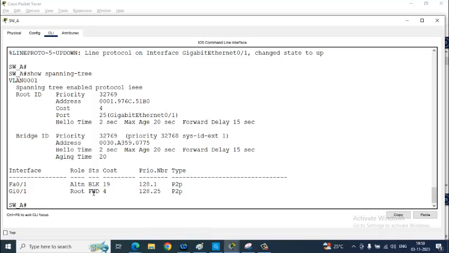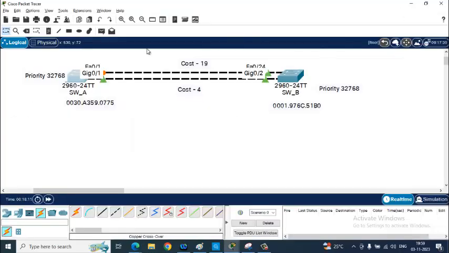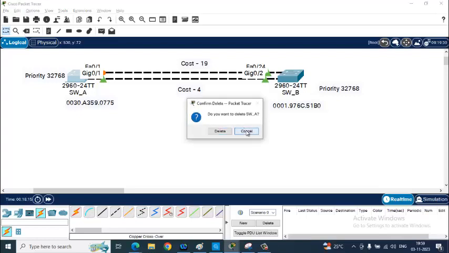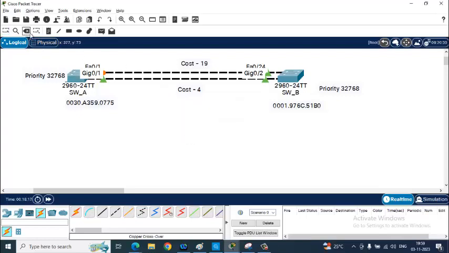Now, because of the low cost, gig Ethernet is forwarding and fast Ethernet 0/1 is blocking. Now, our next scenario is when I delete this wire, the blocking of F0/1 should automatically turn to forwarding. Every 2 seconds it sends the hello, meaning BPDU.